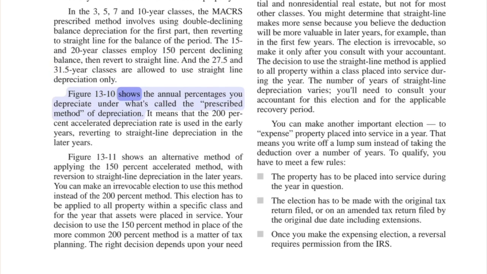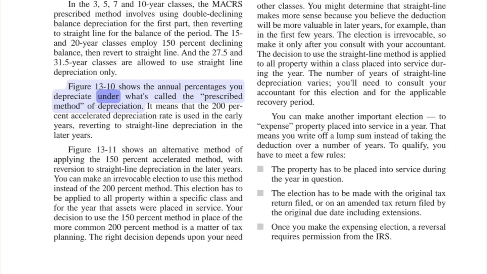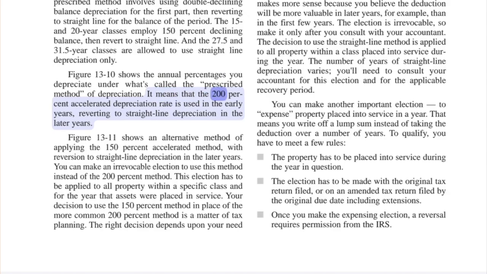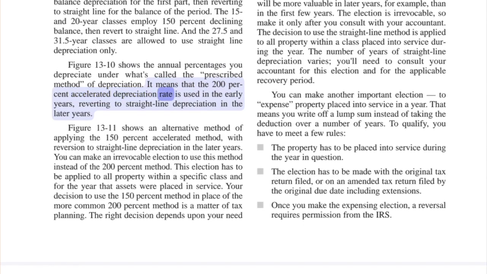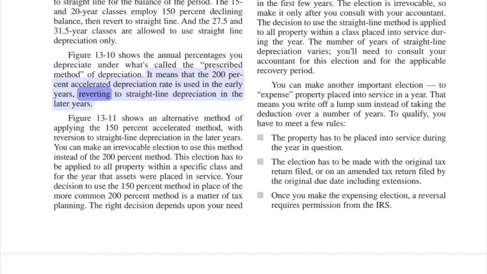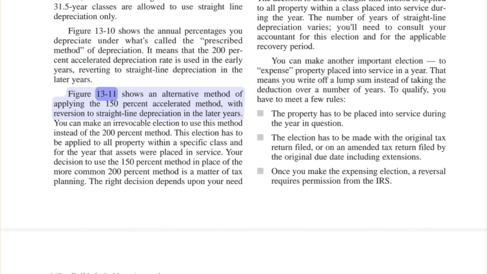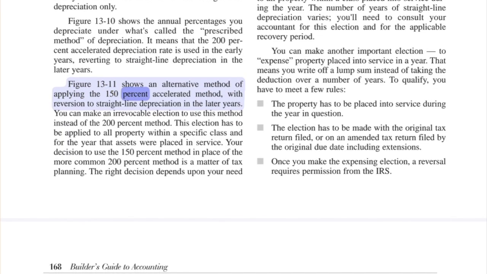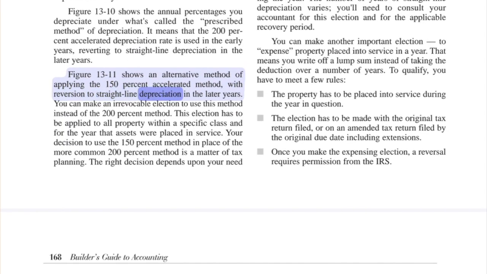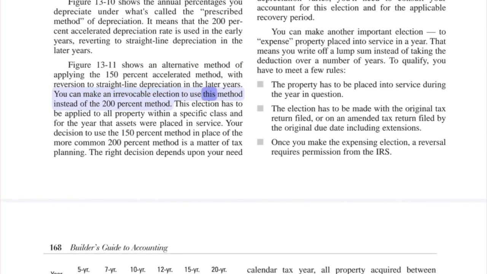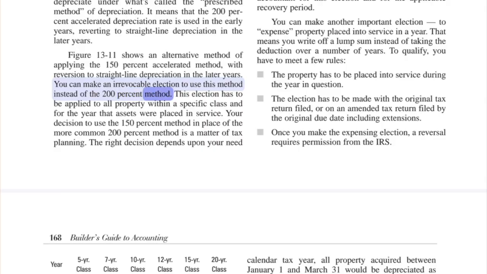Figure 13-10 shows you depreciate under what's called the prescribed method of depreciation. It means that the 200% accelerated depreciation rate is used in the early years, reverting to straight-line depreciation in the later years. Figure 13-11 shows an alternative method of applying the 150% accelerated method, with reversion to straight-line depreciation in the later years. You can make an irrevocable election to use this method instead of the 200% method.